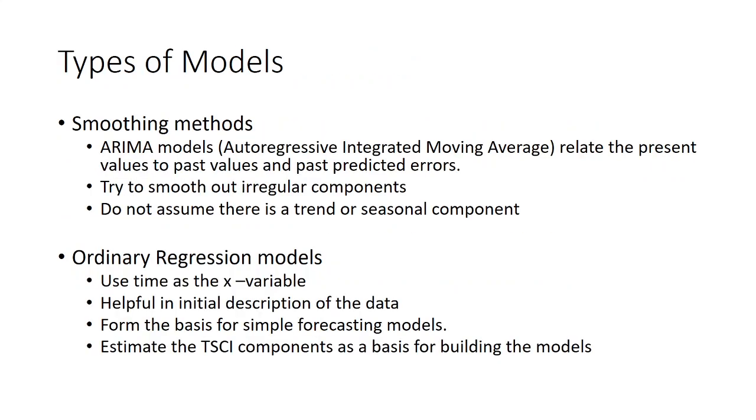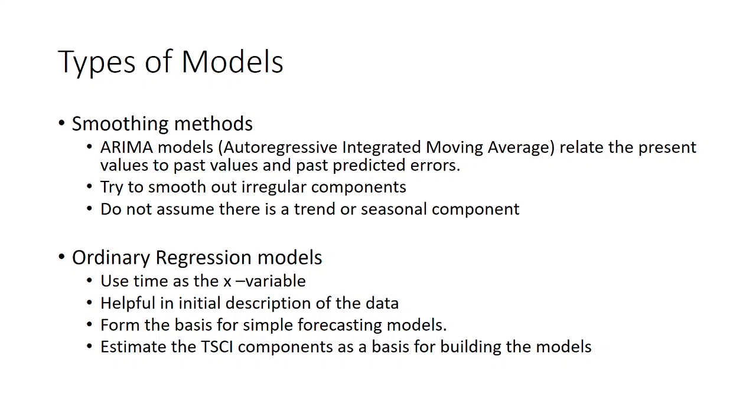So there are maybe two broad types we're going to talk about. One is smoothing methods. One is irregular models, which we're not really going to talk about. These are autoregressive integrated moving average, and this relates the present values to the past values and past predicted errors. You'll see this on Minitab, but we're not going to be able to go into where it comes from or how it comes in. Essentially, what smoothing methods try to do is smooth out the irregular components, but they don't assume there's a trend or a seasonal component.